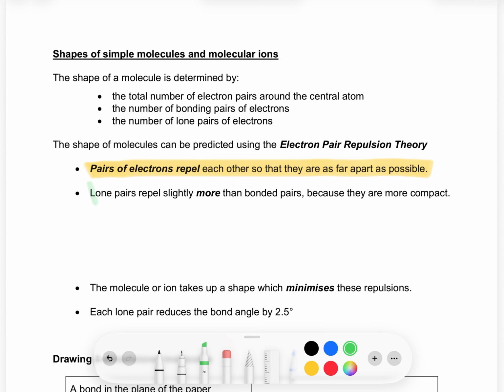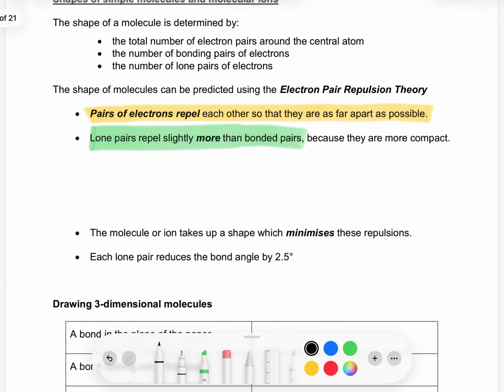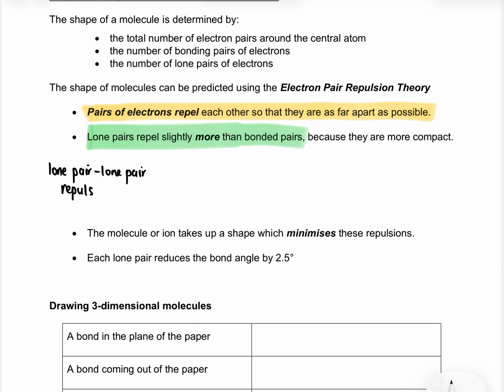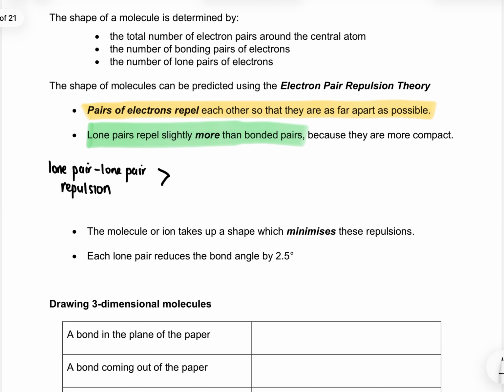And then lone pairs are going to repel slightly more than bonded pairs because they're closer to the central atom, they're more compact. So the theory explains to us that if we have a lone pair and it's next to another lone pair, that lone pair repulsion is going to be the strongest because they repel the most. And that's going to be greater than if we have a lone pair repelling a bond pair. Which is greater than if we have 2 bond pairs repelling each other.